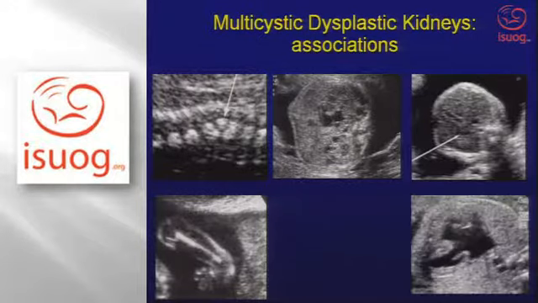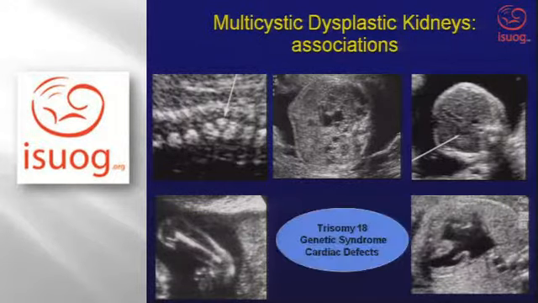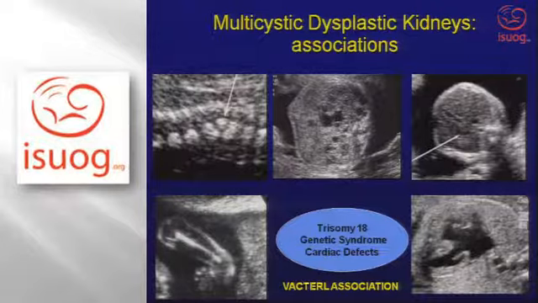Any ideas? Very good. So VACTERL association, or of course there are other abnormalities that can be present, trisomy 18, genetic syndromes, and cardiac defects on their own. Someone is going to ask me whether we should do an amniocentesis for every case of multicystic dysplastic kidney. I think that if the risk is low and if there are no other features of trisomy 18, it is unlikely to be the sole marker for trisomy 18.